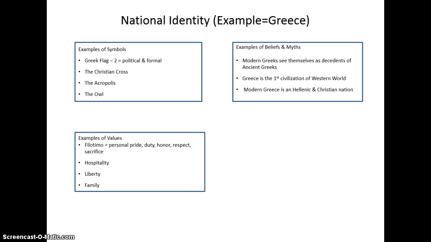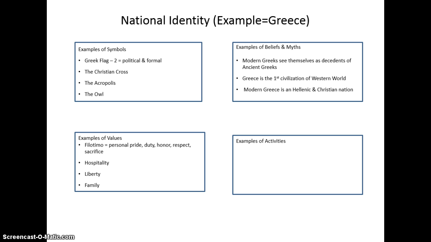Family is particularly important to the Greek people, and it's an important value. The idea of having a strong sense of family and serving and respecting family is extremely important to the Greek people, and the idea of family forms an important part of the national identity of the country.